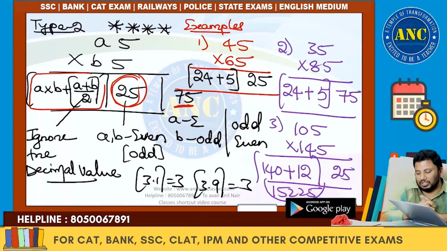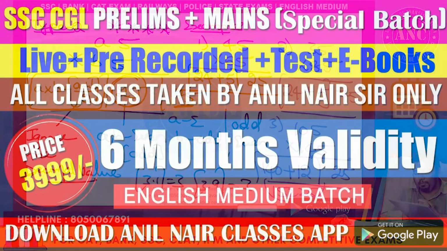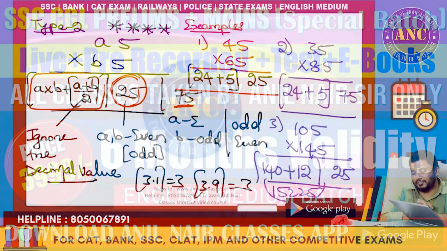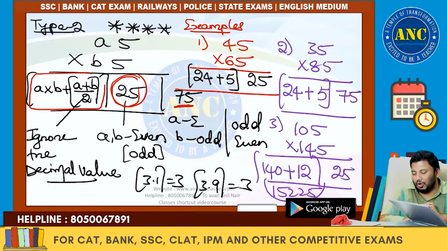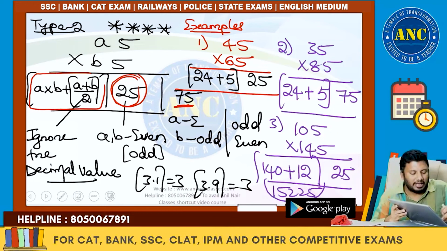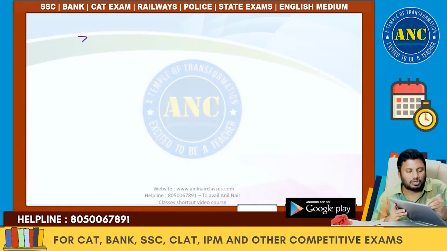I hope the logic is clear. 45 into 65. Even 5 into even 5, last two digits is 25. 4 6s are 24 plus 10 by 2, 5. 3 8s are 24 plus 11 by 2, 5.5, so 5. Even 5 into odd 5, 75. 10 14s are 140, 15225. I hope you can do odd examples also.